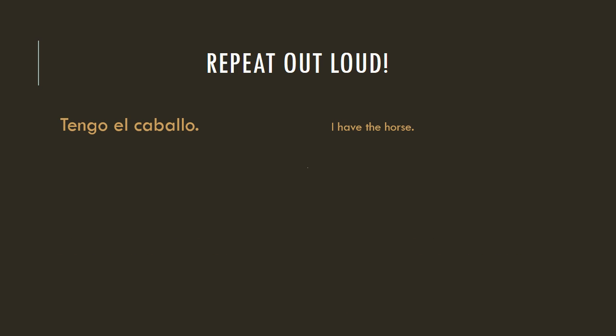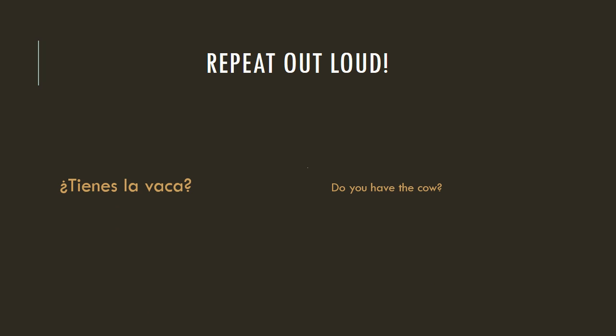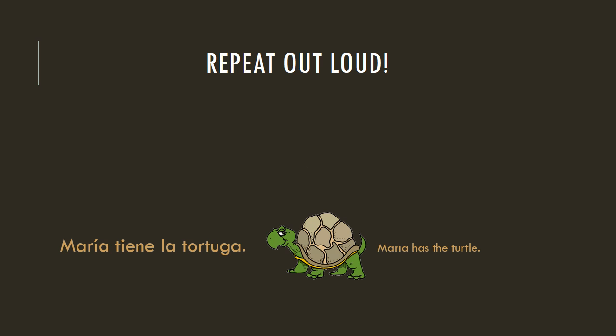Now for the word "the." Repeat. Tengo el caballo. I have the horse. ¿Tienes la vaca? Do you have the cow? María tiene la tortuga. Maria has the turtle.